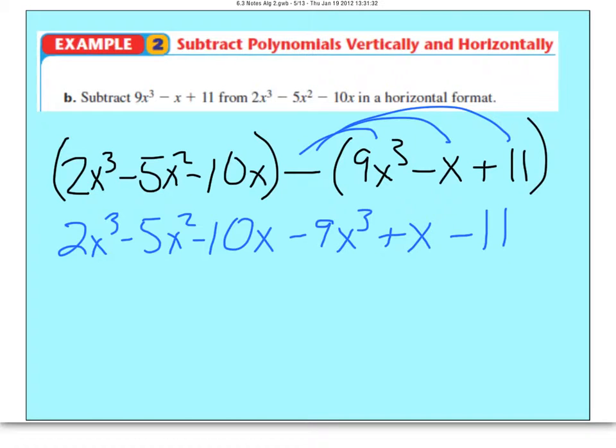2x cubed minus 9x cubed, negative 7x cubed. There is only one x squared term, so minus 5x squared. We have a negative 10x and a plus 1x, negative 9x. There is only one constant left, or number, so negative 11.